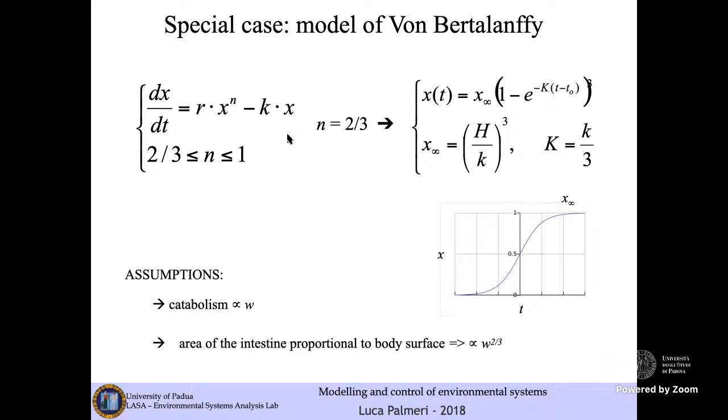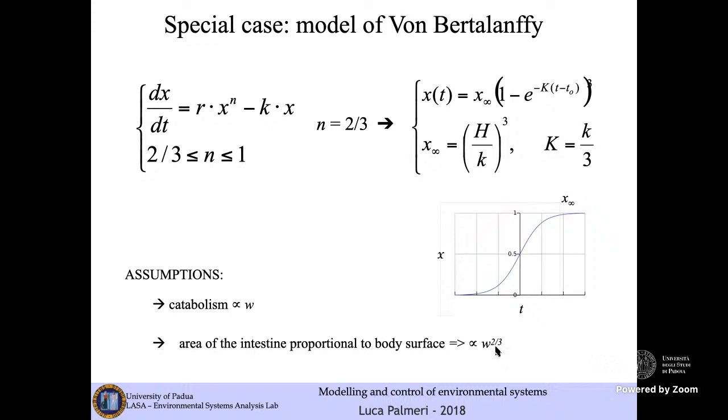The assumption in this case is that the catabolism, I remind you, is proportional to the weight of a fish, and one of the assumptions we employed in building this model is that the area of the absorbing surface for food is proportional to one of the indicators of the dimension of the animal, in particular the body weight. This may be formalized by saying that the area of the intestine of an animal is proportional to the body weight raised to the power two-thirds.